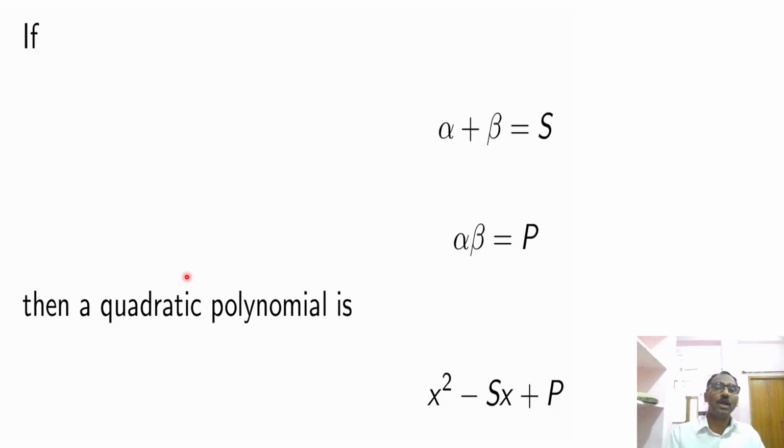So what is the formula for the quadratic polynomial? If you know the sum and the product of zeros, this is the formula: x square minus Sx plus P. S refers to the sum of zeros, P refers to the product of zeros. You have to remember it. Simply you can say x square minus of alpha plus beta into x plus alpha beta. That is also fine. You can remember either, x square minus Sx plus P.